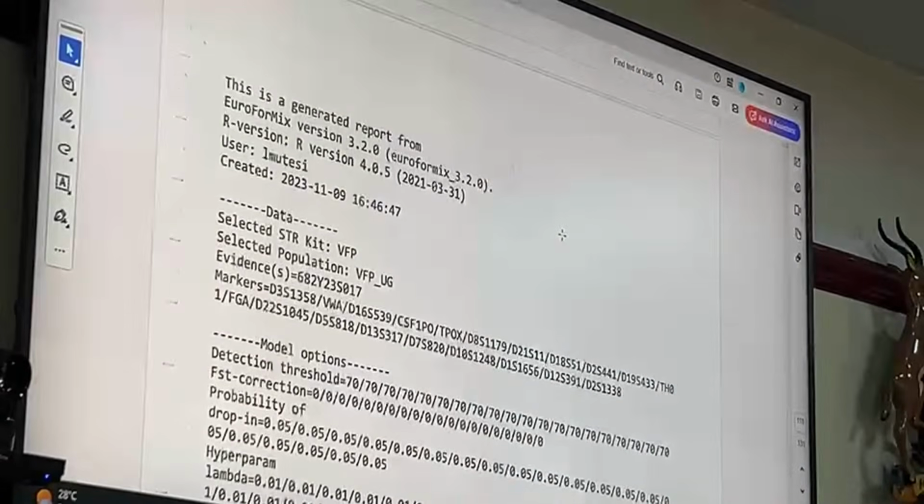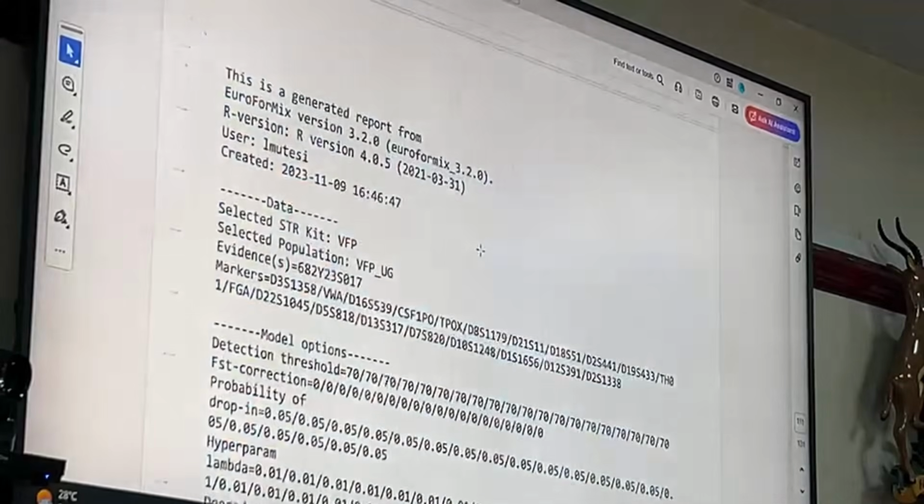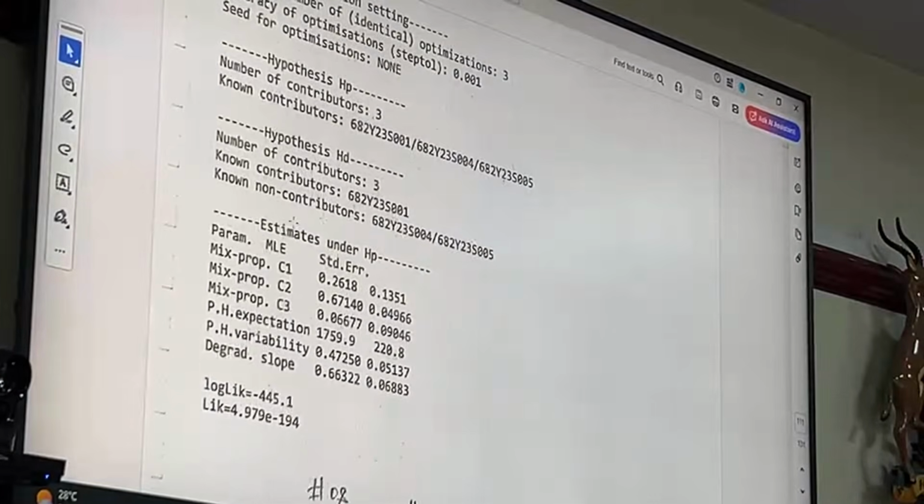As before, confirming the report has been generated using the software Euroformix version 3.2.0. And the user is who? The user is the same, El Matesi. And again created on the 9th of November 2023 at 1646. In this instance, again, estimates under HP: C1 is consistently Henry, which is 0.26. C2 Molly, 0.67. And C3 is Patricia at 0.06 or 6%.